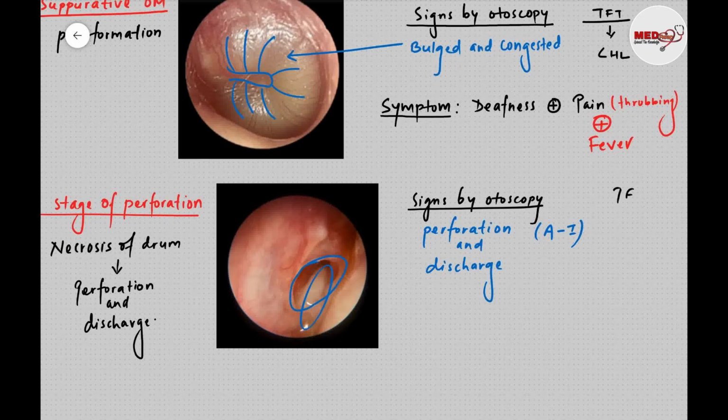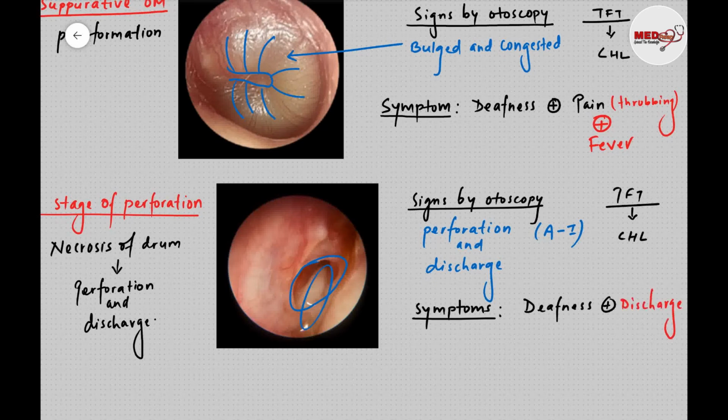Again through the tuning fork test we will find conducting hearing loss. In this stage again there is a problem in the tympanic membrane, so he will be suffering from deafness and he will complain of some discharge from the ear, but other symptoms from the previous stages like pain and fever will be decreased. As the pus is drained out through the perforation, the tension over the nerve endings of the middle ear mucosa is decreased. That will result in decreased pain.